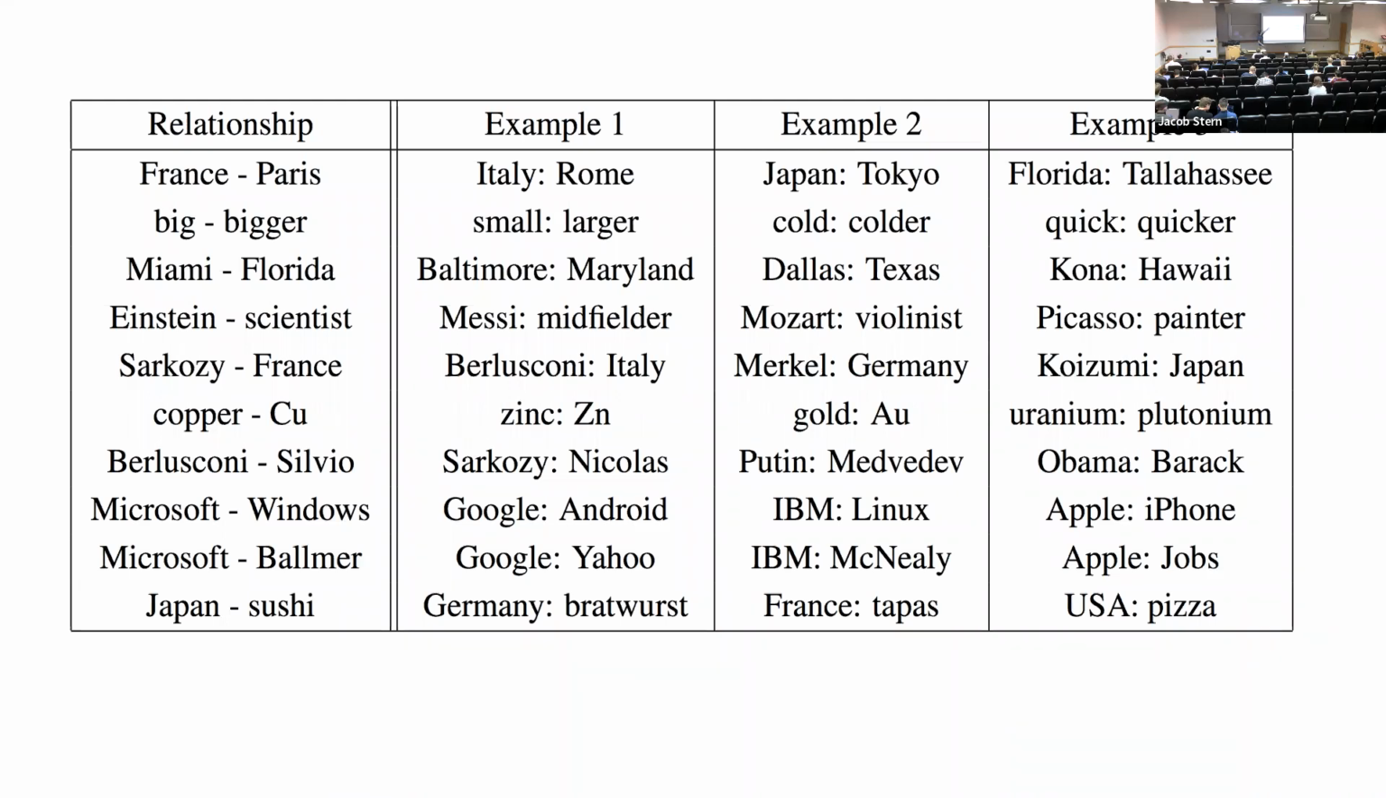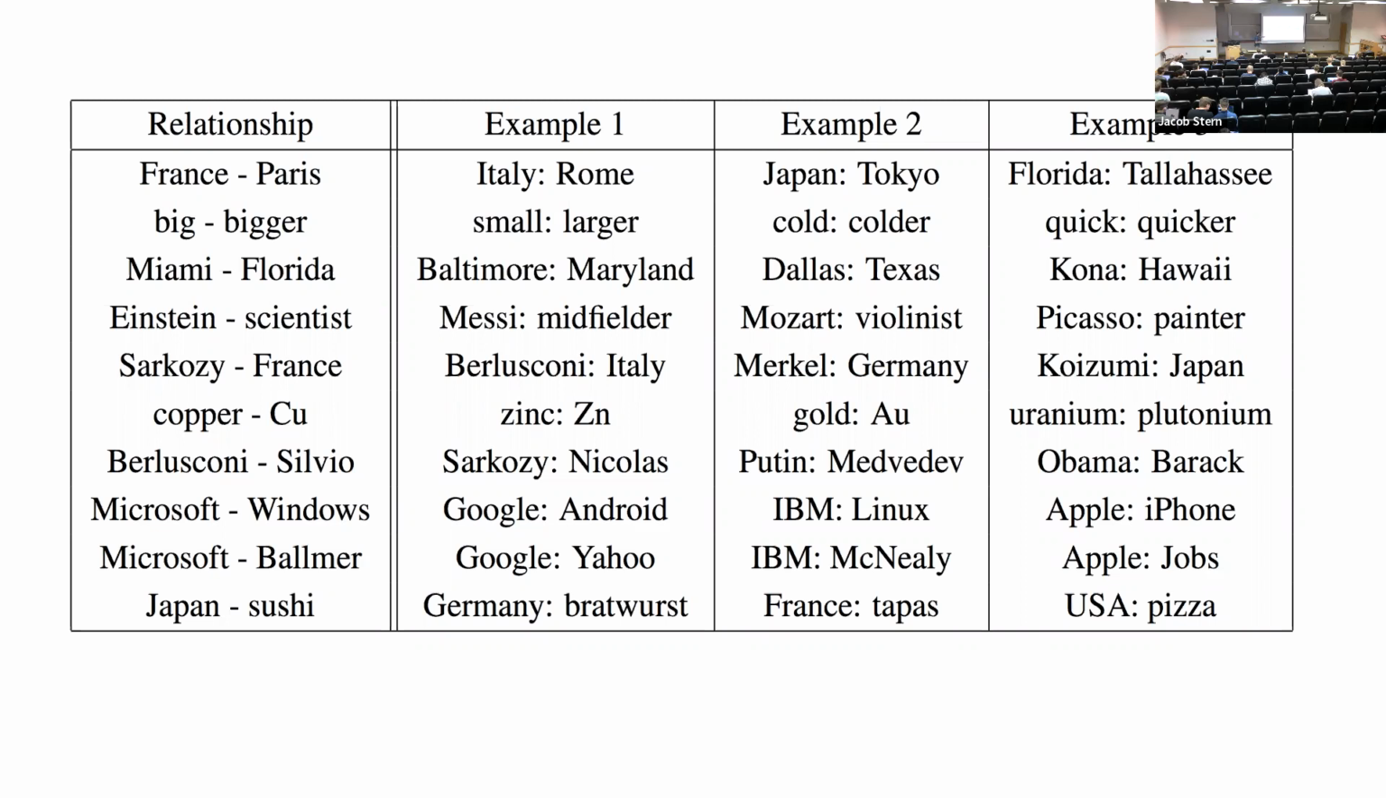Similar for big, bigger, small, larger, cold, colder, quick, quicker. So there's an axis for magnitude. Einstein scientist, Messi midfielder, Mozart violinist, Picasso painter. I mean, Mozart was many things, but they had to pick one word, right? And so apparently violinist was the word that best described him. Although I would say that's probably a failure mode, because Mozart was probably known better as a composer than as a violinist. So yeah, these embeddings are not perfect.